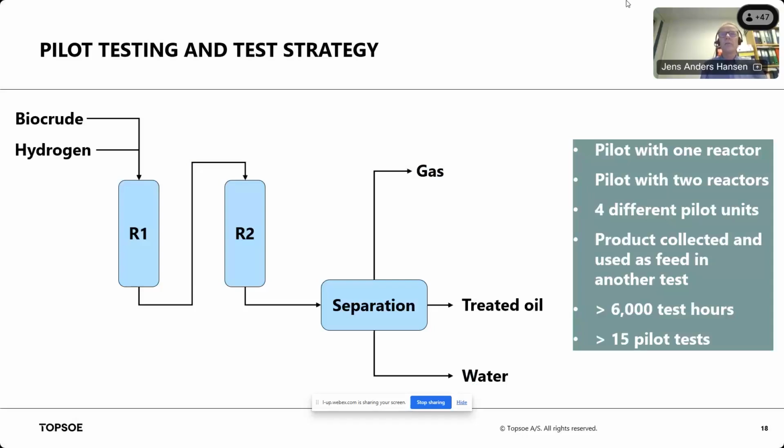So we have done a lot of test work on the pyrolysis oil derived from sewage sludge. We have done testing with 1 reactor. We have done testing with 2 reactors, and we have used 4 different pilot units. And because of the process I showed before, we have stabilization, we have guard catalyst, we have hydrotreating catalyst, and we only have a unit with 1 or 2 reactors. So it was difficult to do everything in one go.